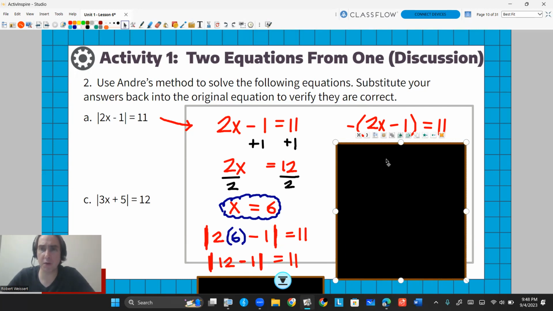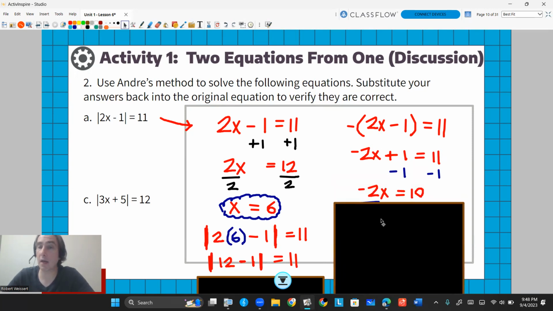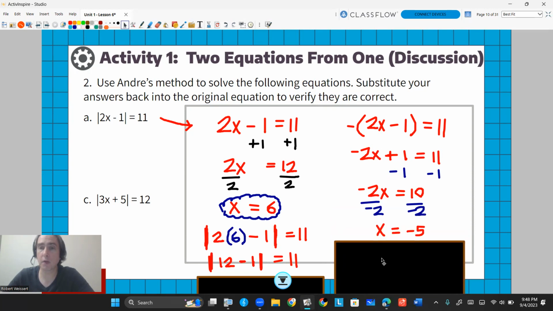Over here, you have this negative out front. So if you're solving it this way, you're going to want to distribute that negative. Notice that this becomes a positive value, because a negative and a negative make a positive. Then we're still going to subtract the 1 to get 10. Divide by the negative 2, and you'll get negative 5. Is negative 5 an answer?